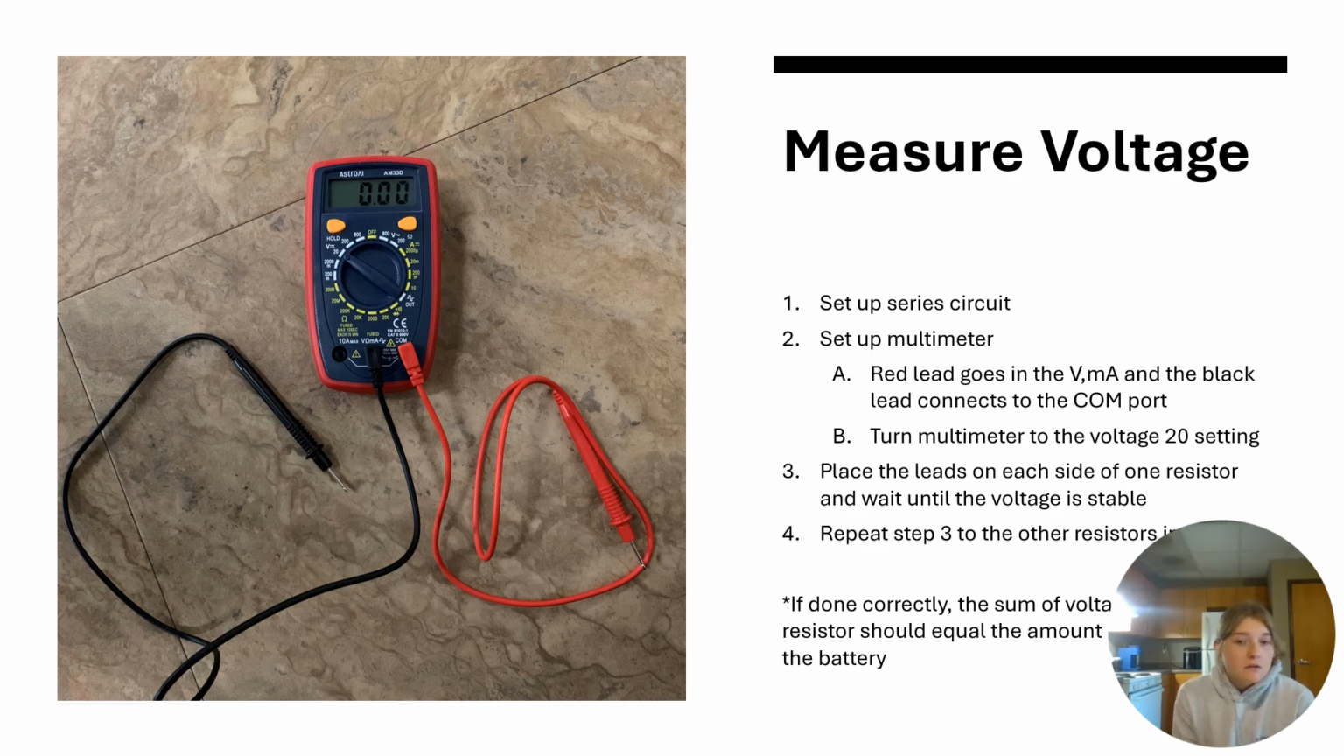Then you have to turn the dial to what you want to measure. So we want to measure voltage of the resistors in the series. So we're going to turn the dial to V, which is on the left on my multimeter, and I put the setting to 20. If measured correctly, the total voltage of all the resistors combined, so the sum, should equal the amount of voltage that was put through the circuit from the power supply, which is roughly around 9.